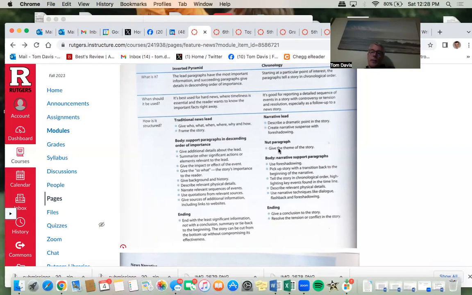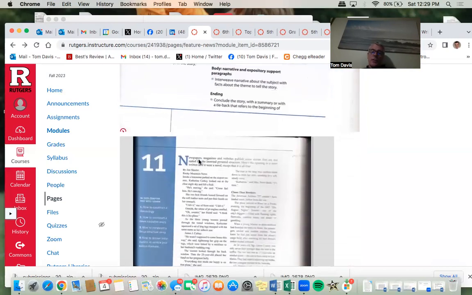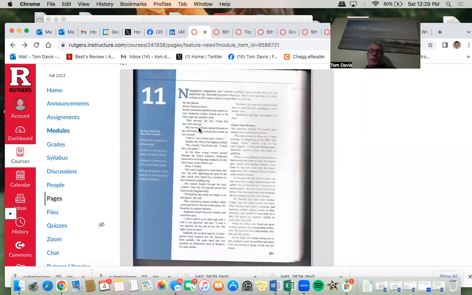Then the nut graph: give the theme of the story, and then you essentially provide the supporting graphs, much like you would in this story, which starts with a traditional news lead where you give the who, what, where, how, why, when, and then you provide essentially more depth about what happened, that sort of thing. All right. I show examples right here.